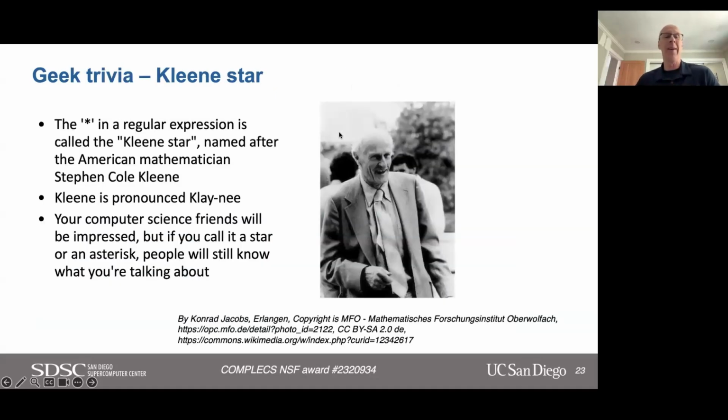And just a little bit of trivia, that star, it's actually called the Kleene star. It's named after the American mathematician Stephen Cole Kleene, and it is actually pronounced that way, Kleene. For many years I looked at this and I called it the clean star, but it really is Kleene. And if you know what a Kleene star is, your computer science friends will be impressed. But if you just call it a star or asterisk, everybody's still going to know what you're talking about.